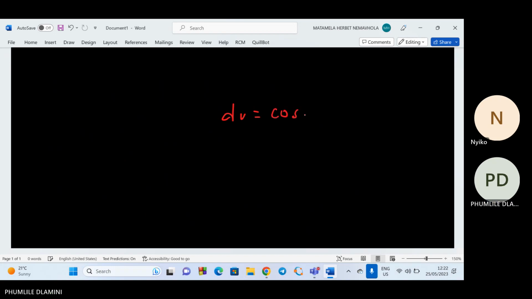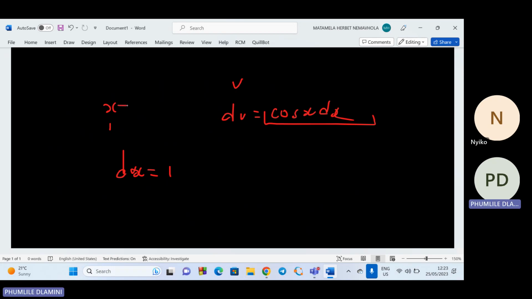The reason is, if I get dv equals cos x dx, this one has already been differentiated. So what I'm saying is, what was it before it was differentiated? We know that if I have x, when I differentiate x, I get 1. But if they give me dv, my dx, they say it equals 1, it means that before this was differentiated, it was x.